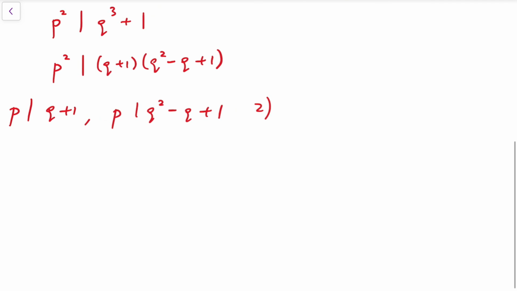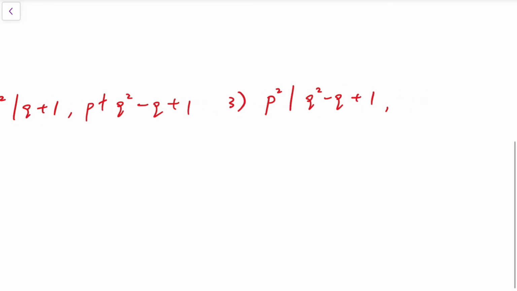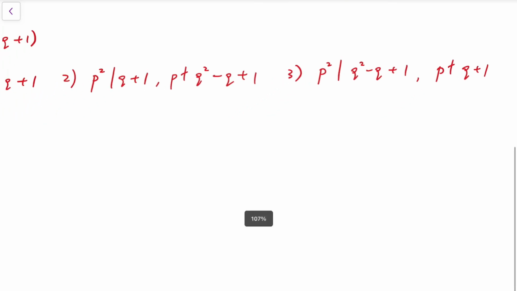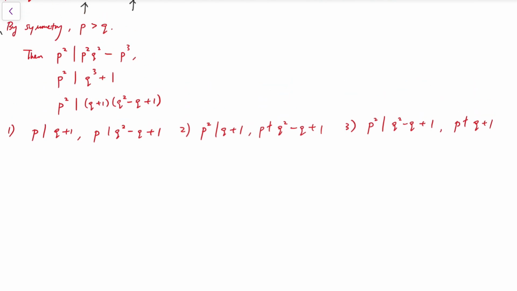Also, it's possible that p squared divides q plus 1, and at the same time p does not divide q squared minus q plus 1. That's our second subcase, and our third subcase will be p squared divides q squared minus q plus 1, but p does not divide the other term in the product, which is q plus 1. So altogether, we have 3 subcases, and we know that these are the only subcases because p is a prime, and we cannot further decompose p squared into a product of some smaller numbers. So let's do this case by case.